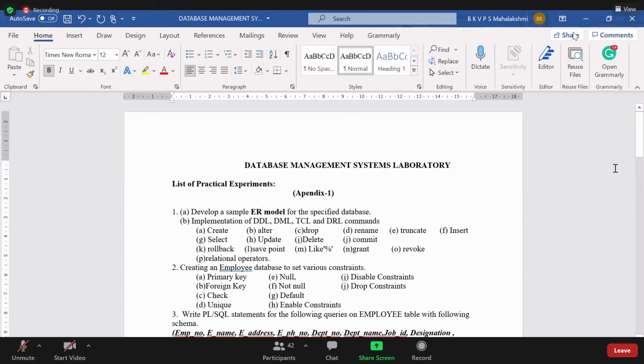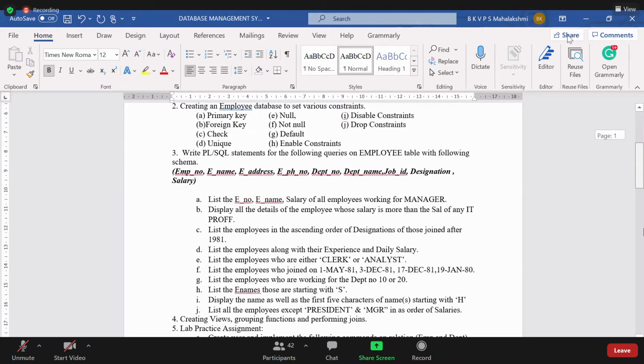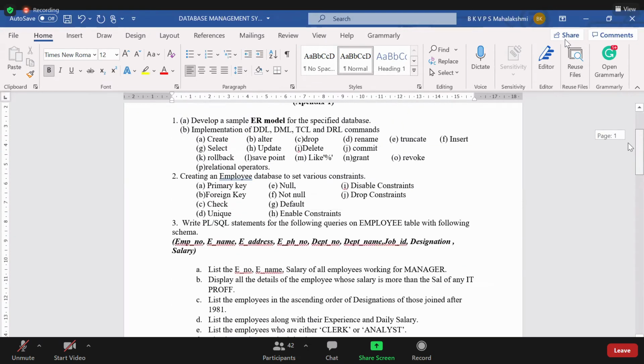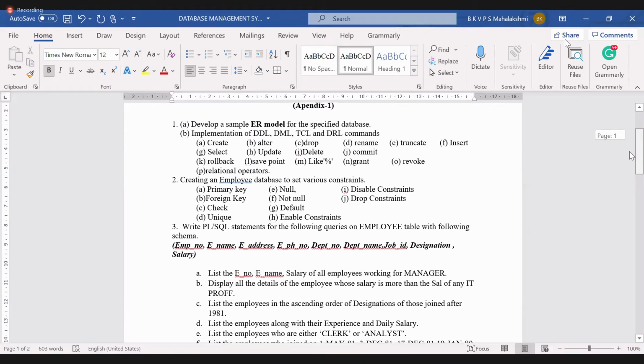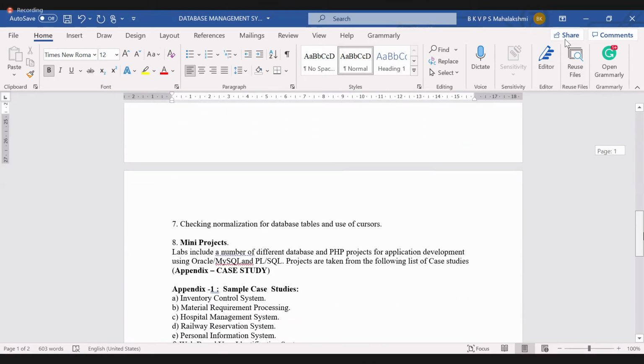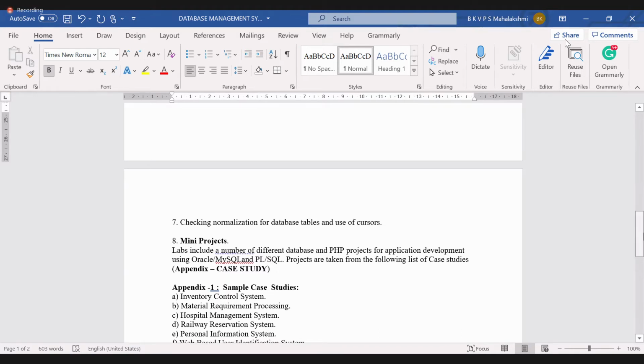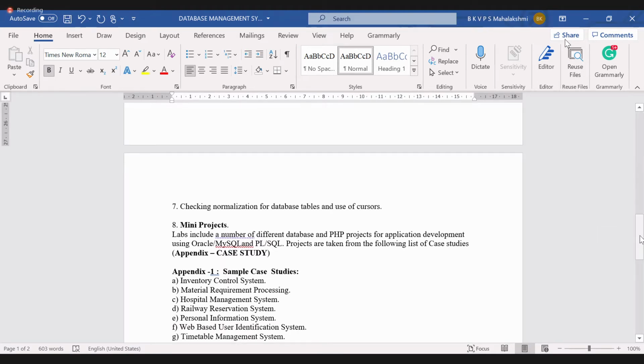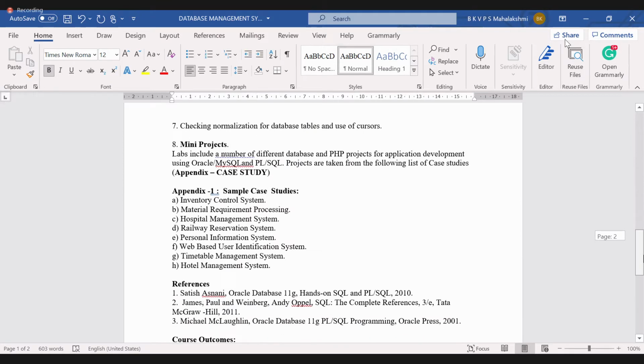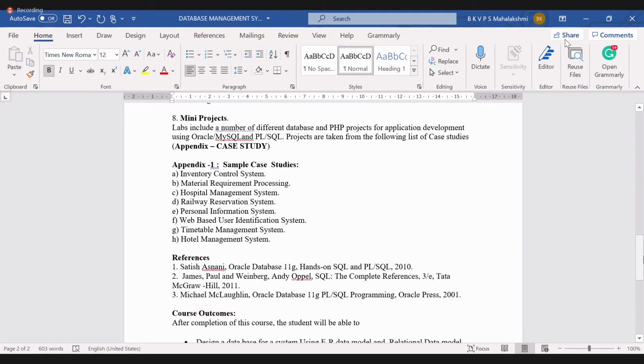So this is your laboratory syllabus, and these are the 8 experiments. Coming to the first one, before that, I'll tell you, the first one up to the seventh one, you have to do. If I discuss the theory concepts, then you can easily do all these 7. But coming to the 8th one, you have to do the mini project.